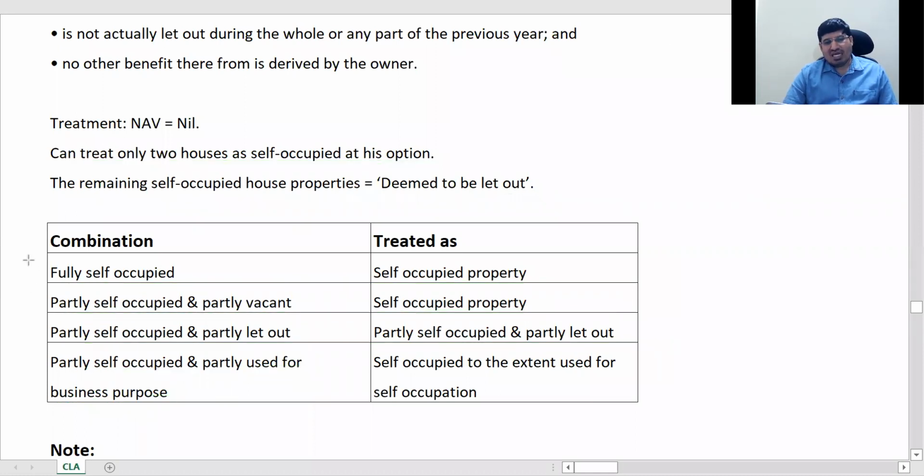So in this we will be seeing problems of all these. Once you do the problems, this table you will automatically know. It's not to be learned separately or something like that.